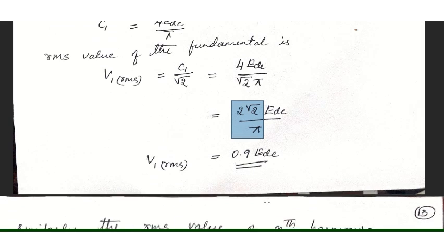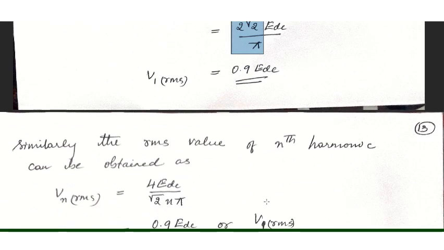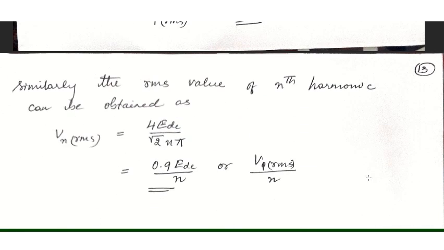Okay, so this is the RMS value of the fundamental component. For the nth harmonic, we know it is nothing but dividing it by n. That is, 0.9 EDC by n will give you the RMS value of the nth harmonic component. For example, if it is asked to find the second, third, fourth, fifth harmonic component, then you have to substitute the n value here. For second, 2; third, 3; fourth, 4, like that.